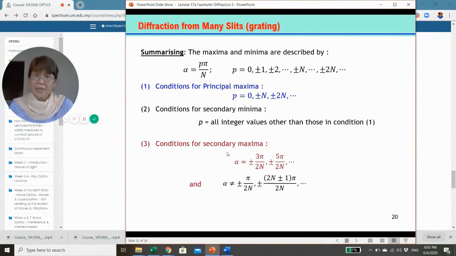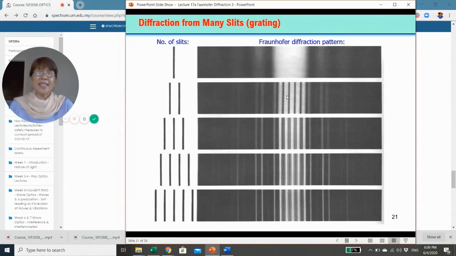Condition for secondary maxima now. Secondary maxima will occur at odd multiples of half of pi over n, except when it equals plus or minus pi over 2n, plus or minus (2n plus 1) pi over 2n, and so on. And this is how it looks on the screen.